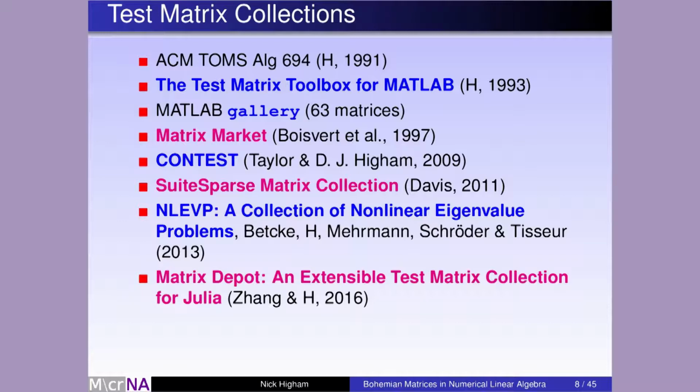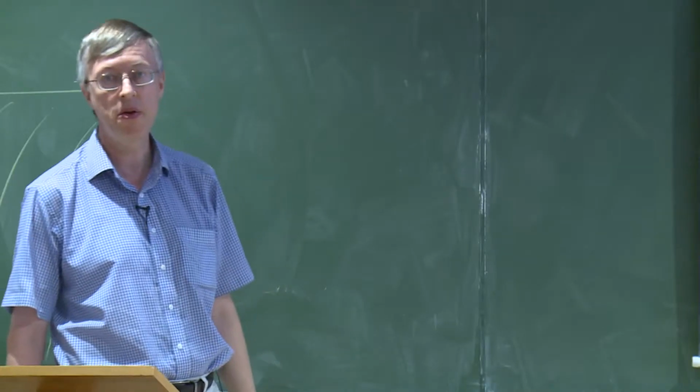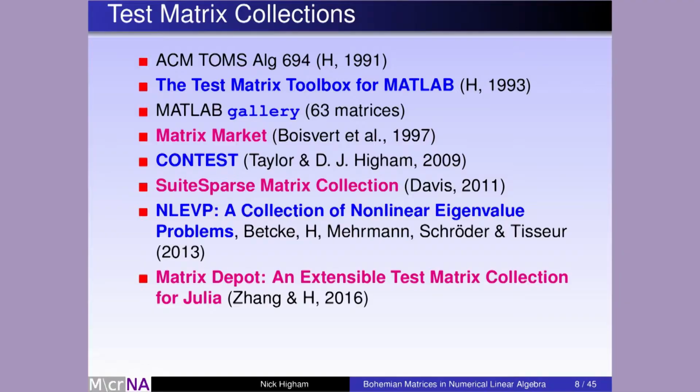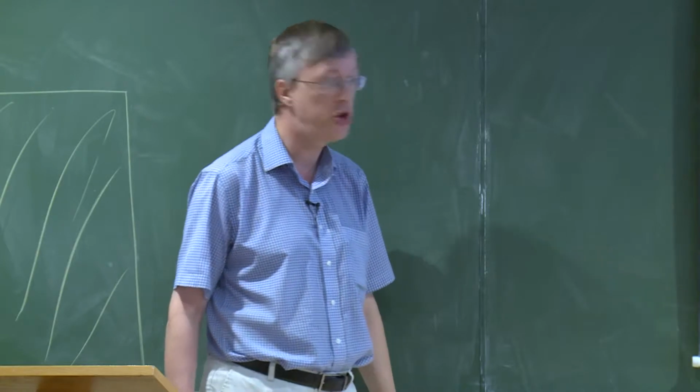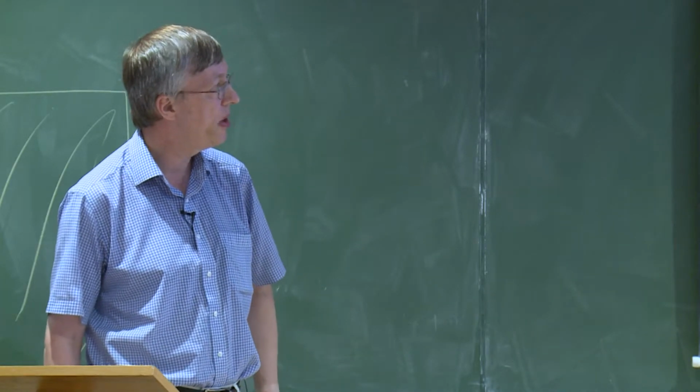Some other projects: Matrix Market is getting quite old now, but people are still using it. That was a website where you could download interesting matrices. SuiteSparse is the current name for what used to be called the University of Florida Sparse Matrix Collection, and that's very widely known and widely used. It's a large collection of sparse matrices from practical applications, and there are also collections on other types of problem, particularly, for example, nonlinear eigenvalue problems. Françoise Tisseur and myself have been involved in that, and most recently, with my current PhD student Weizhen Zhang, we've made a collection available in Julia form.